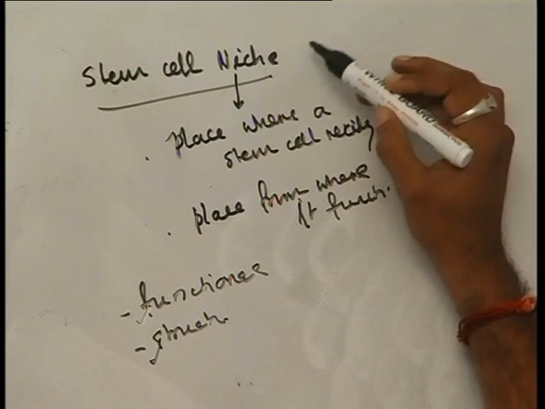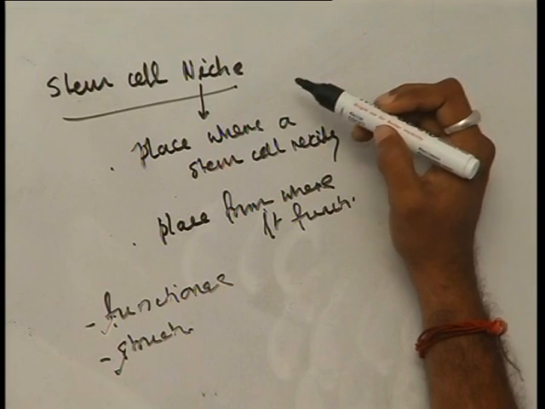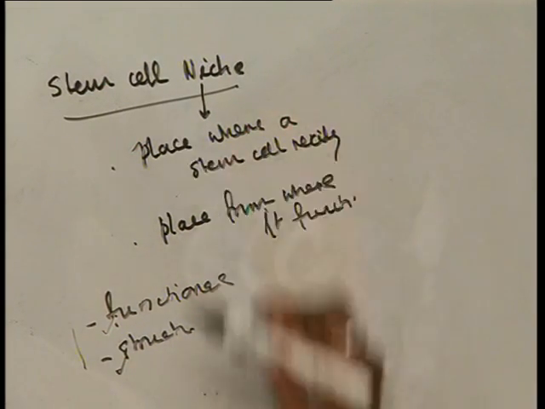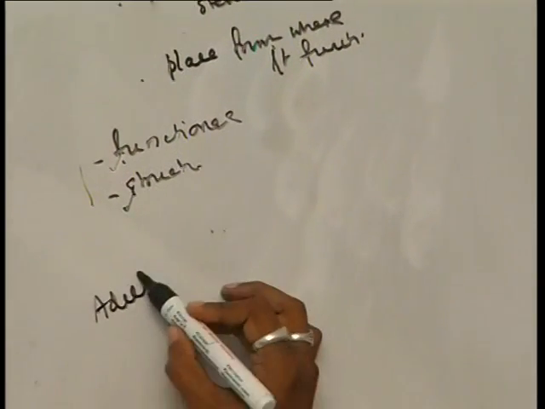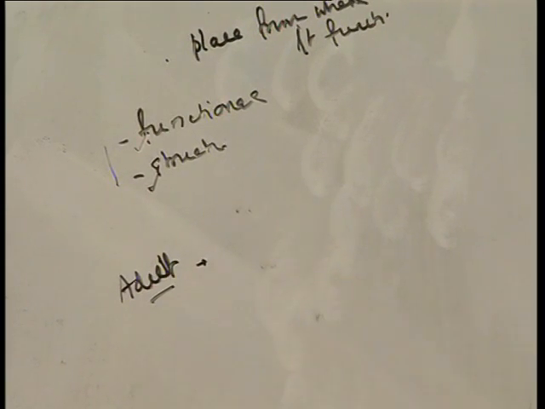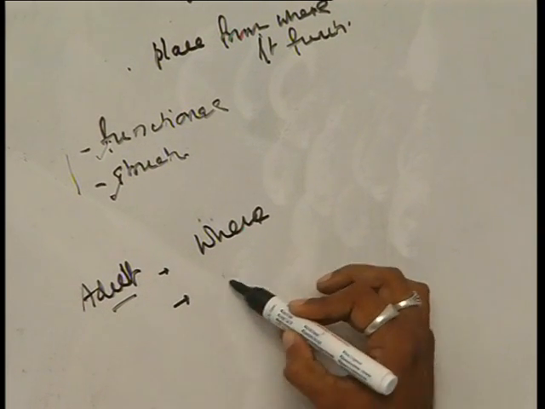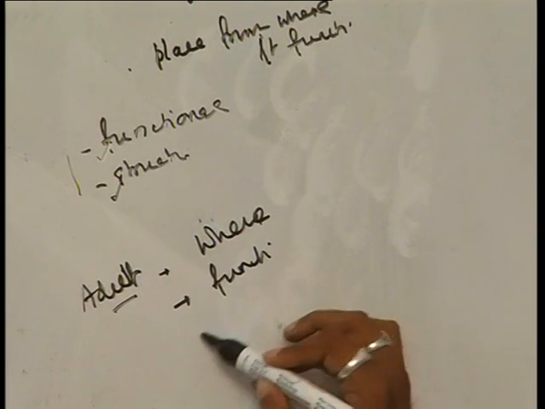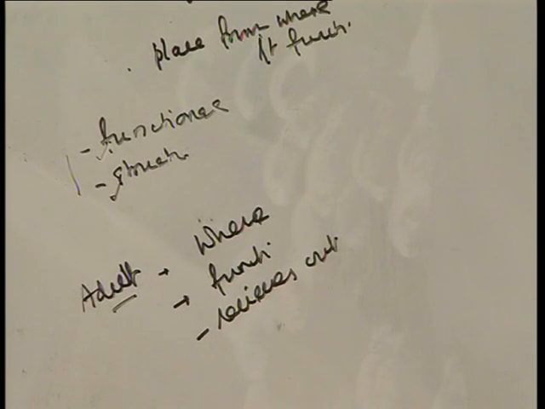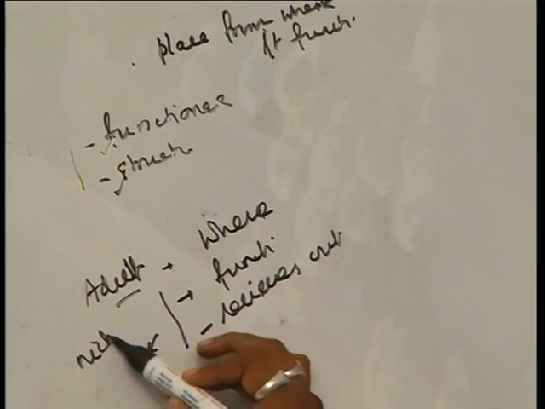It is equivalent to, for example, in ecology, where a niche will be there. A similar definition is here. So, what happens? A stem cell, as I told, is present in the adult organ. So, it is where it is present, how it functions, and how it receives the signal from outside, that when it has to divide, when it should not divide. These are all the functions attributed to the niche.